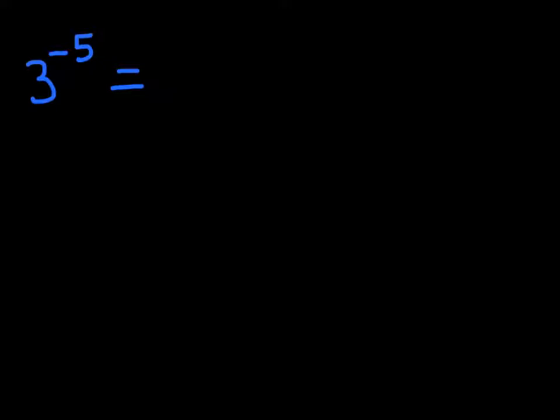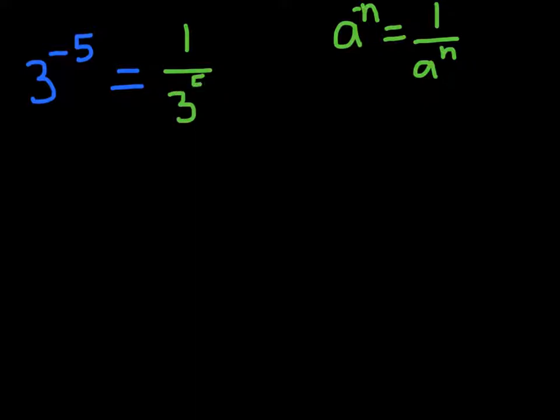Let's begin with 3 to the negative 5th power. Let's rewrite this expression so it uses only positive exponents. Since our rule is that a raised to negative n equals 1 over a to the n, we would rewrite this as 1 over 3 to the 5th power. Let's try this with another problem.